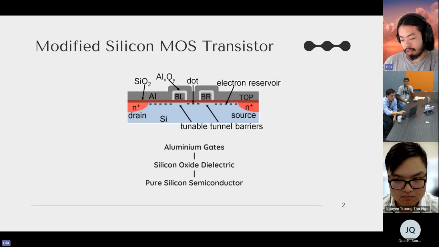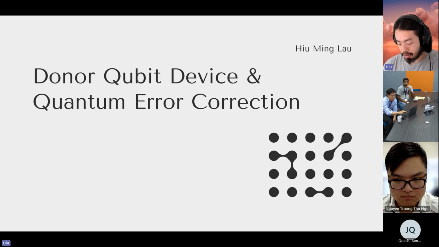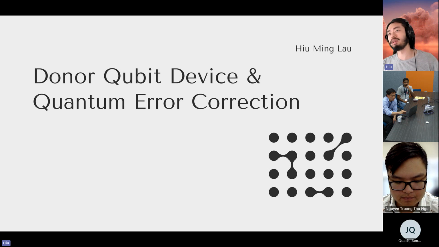So what I learned in the project is basically the structure of the donor qubit device and some quantum error correction, specifically to improve control fidelity by tracking the gyromagnetic ratio of the qubit.